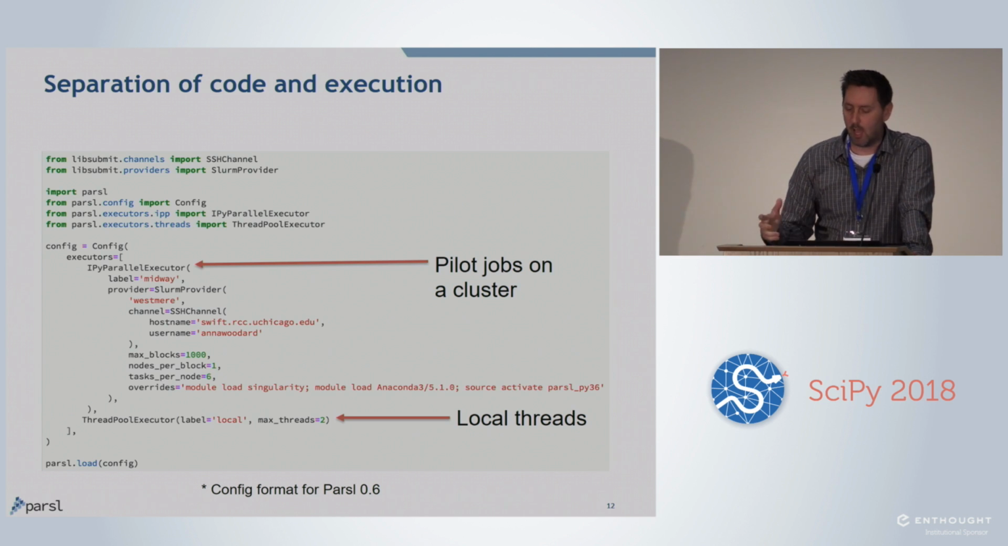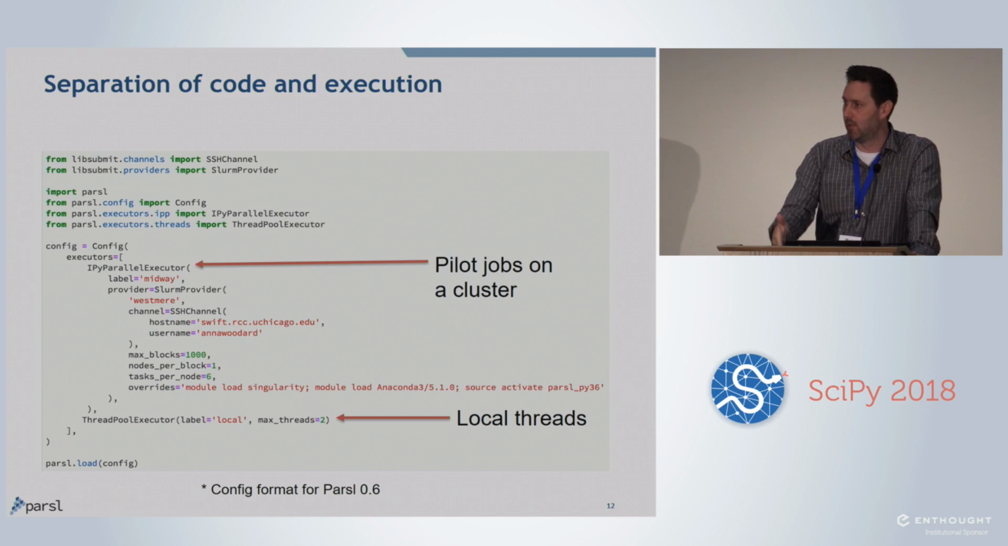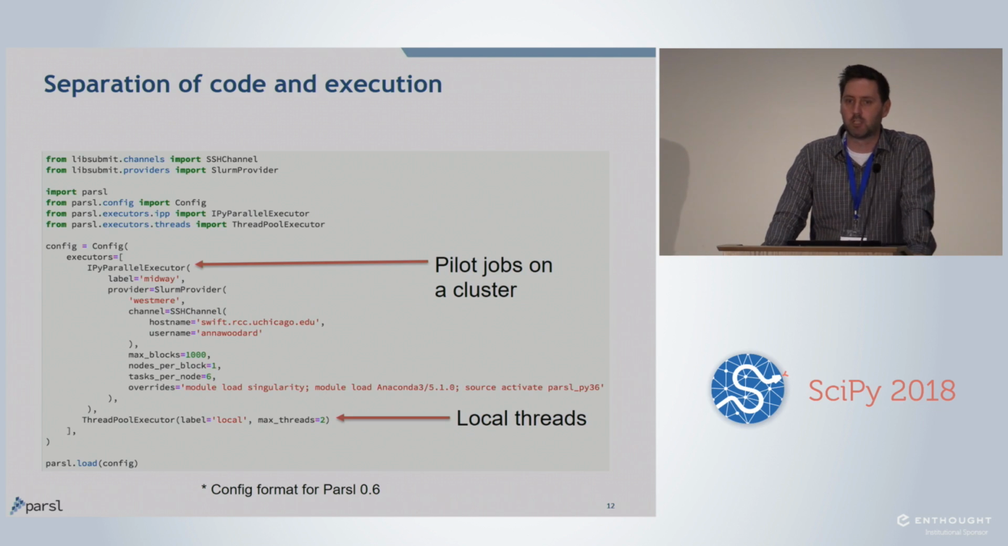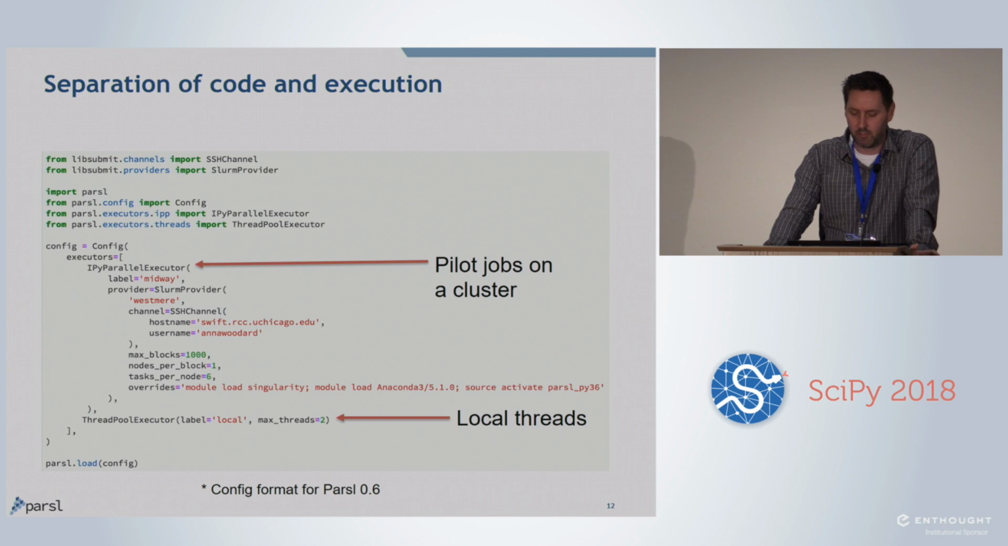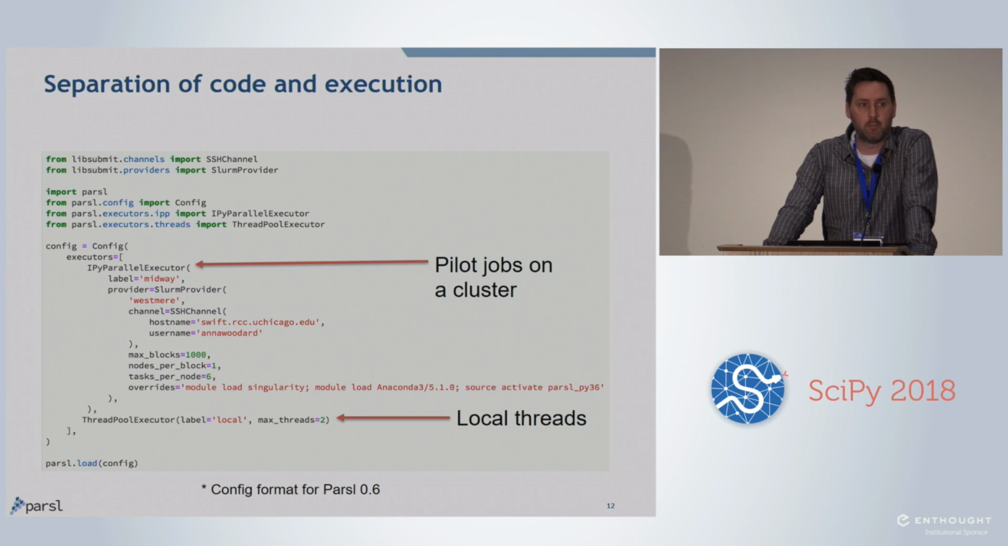So the top one is using a pilot job model deployed on a cluster at the University of Chicago. It includes information saying it uses Slurm. Here's how I connect to it over SSH. Here's some information about the number of resources that I want to allow Parsl to provision, where we're using an elastic model based on the actual requirements of the workload, depending on how wide or narrow that graph gets at the time. So you can define the minimum size of my allocation, the maximum size, and how aggressively I want you to go and provision resources. And we can put some overrides in there saying, in this example, that we want to use Singularity, we want to use Conda, and we need to activate a Conda environment to have all of our dependencies there.